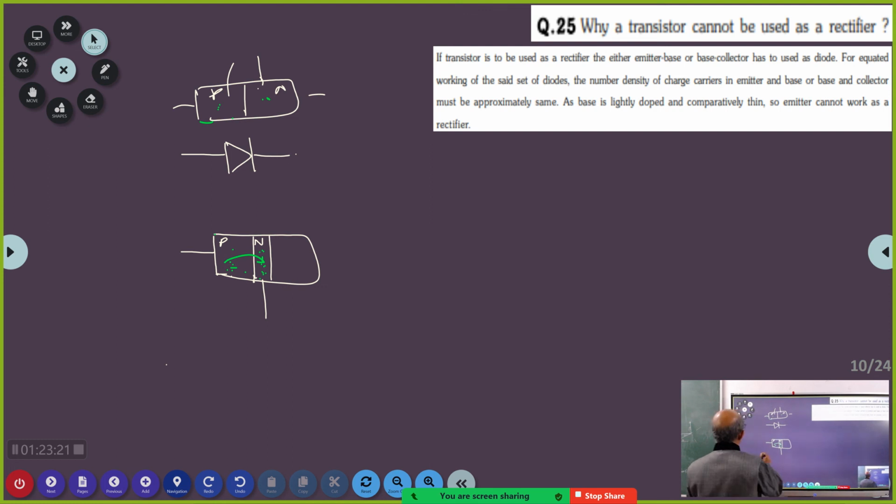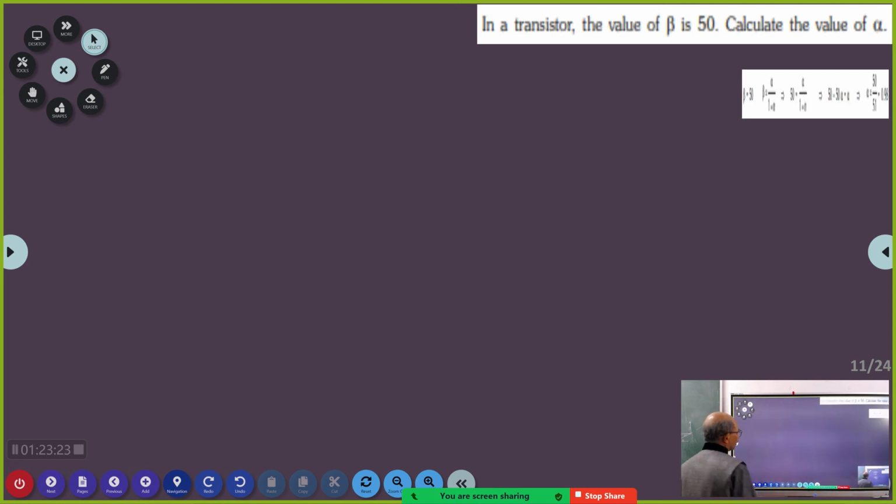Okay, can I continue? In a transistor, the value of beta is fixed. Calculate the value of alpha. I think you should be able to do this. Simple.